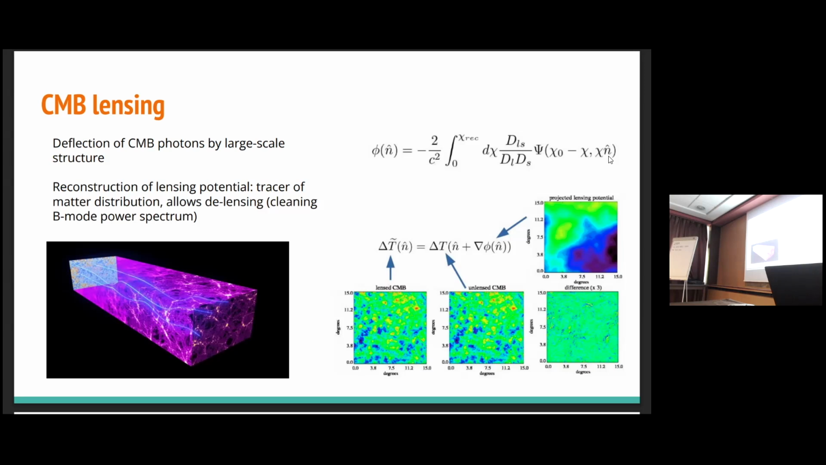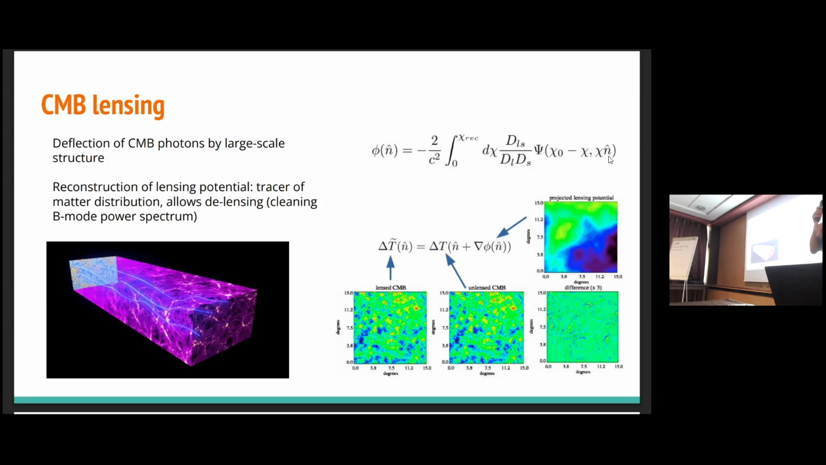The effect that CMB lensing has on the temperature or polarization maps is basically a remapping. The field, delta T tilde, gets remapped into a field which is shifted by this gradient of phi, which is called the deflection field. So this is the effect, and it's very important to reconstruct.